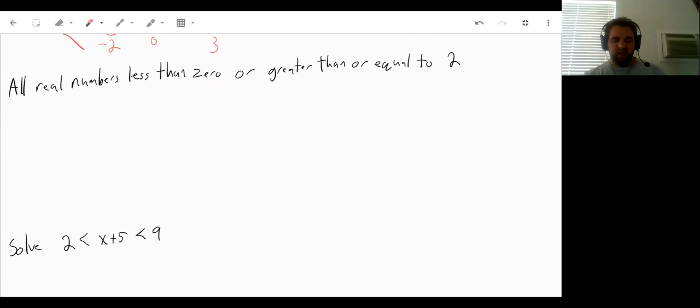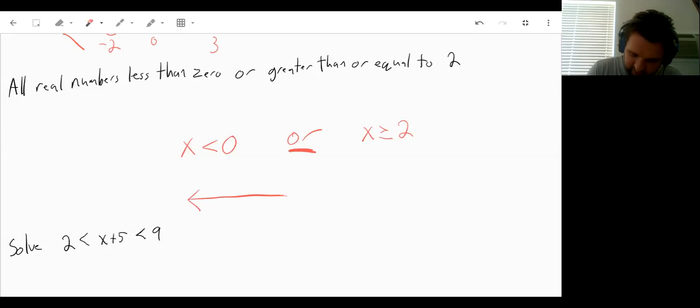Let's try this next one. All real numbers that are less than 0. So 0, we need numbers that are less than 0, or our numbers have to be greater than or equal to 2. So this is an or scenario, so we can have either option be true or both at the same time. Well, if our numbers are less than 0 or larger than 2, they won't be true at the same time in this case, but it does give us more answers that could work.